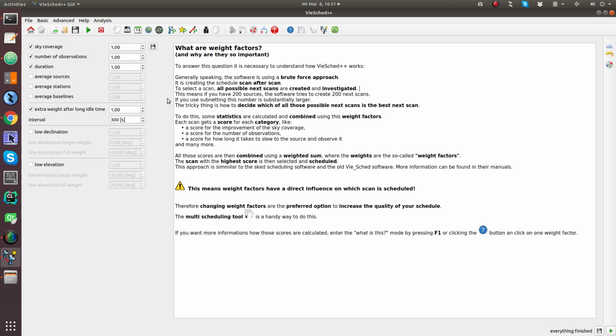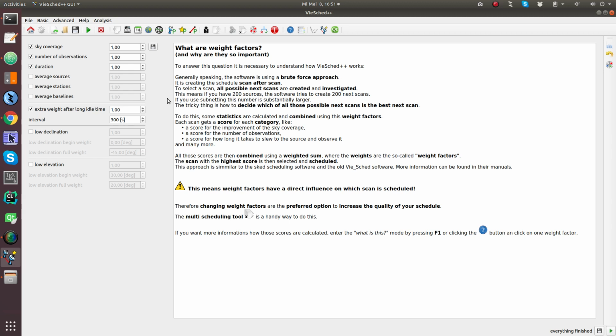And then you need to somehow define what is the best scan or best scan combination that you can choose at this time. You do this by calculating a lot of different scores, and that's really the tricky point for scheduling. The tricky point is defining what is the best scan at a certain time for you at the moment.